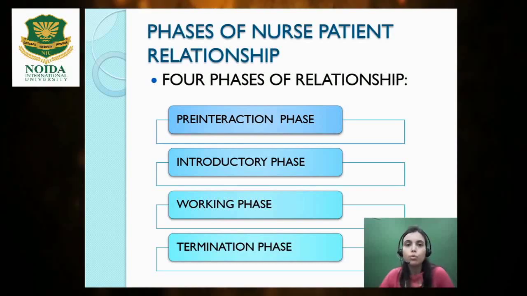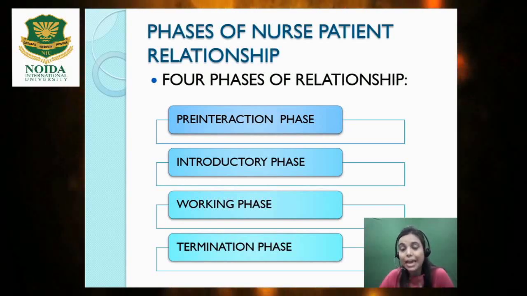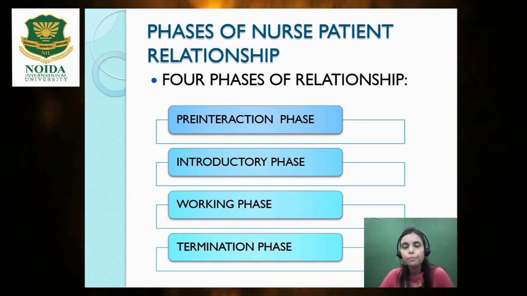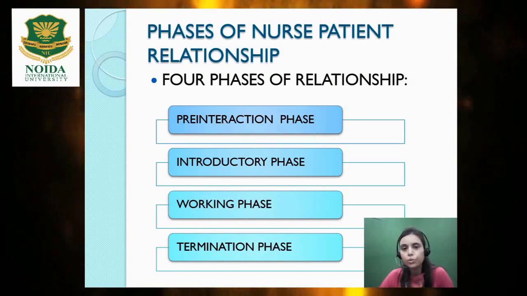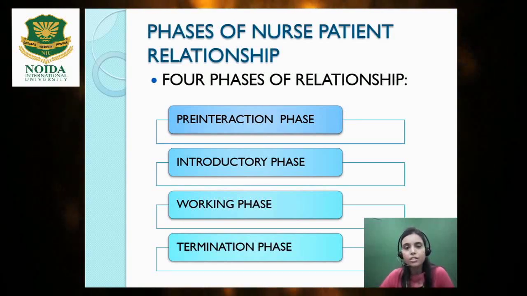Now we'll move to the phases of the nurse-patient relationship. As you can see on the screen, there are 4 phases of the relationship. As I have told you earlier, it's a process, not just about interaction. It's an entire process. It starts when the patient is admitted to the hospital, and it ends when the patient gets discharged or referred from the hospital. So it has been characterized into 4 phases.